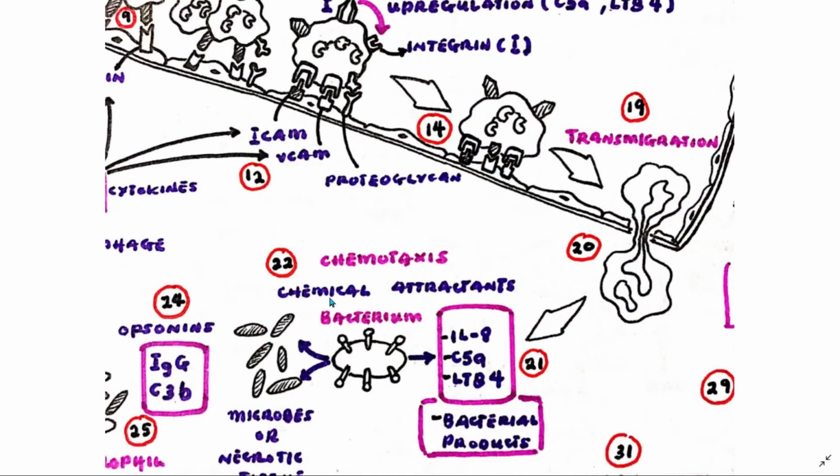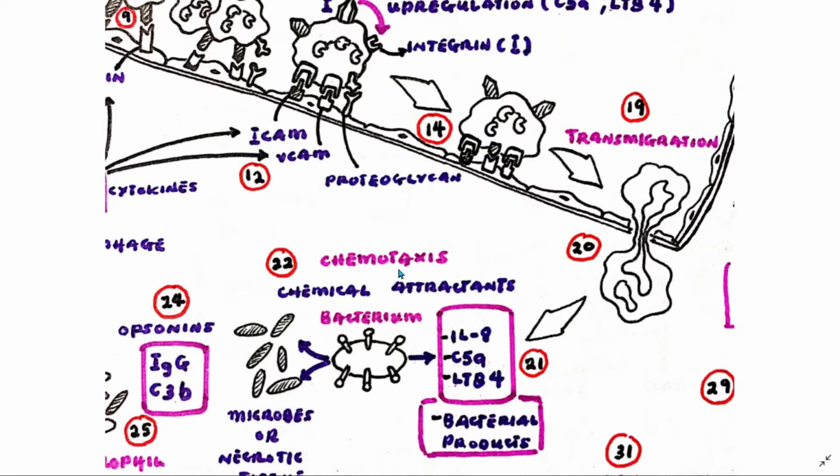Now, step 4 involves transmigration and chemotaxis. Now, the leukocytes transmigrate, or go across the endothelium of the postcapillary venules, and move toward the chemical attractants. Neutrophils are attracted by and move toward the chemical attractants, which include bacterial products, interleukin-8, C5a, and leukotriene B4. This movement is called chemotaxis.